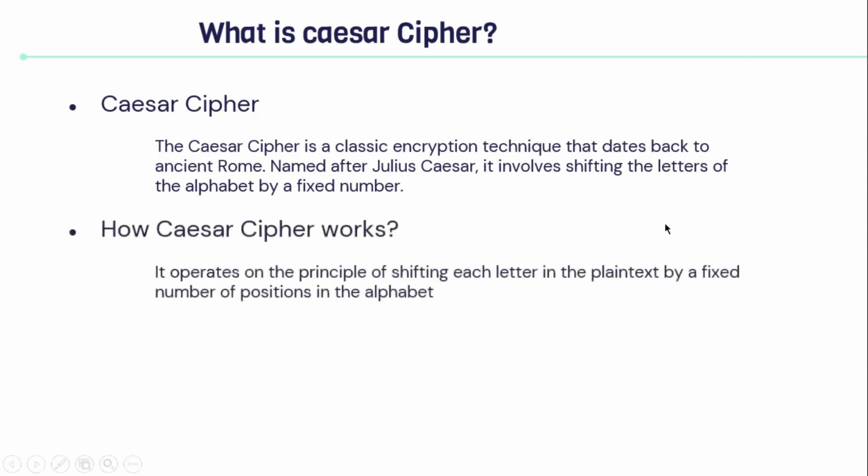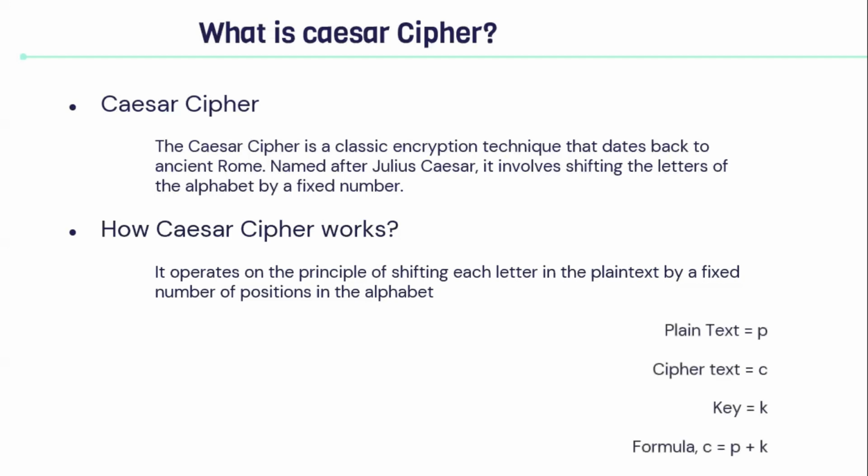So the main principle is that it shifts each letter in the plain text, or the readable text, by a fixed number of positions in the alphabet. It will be easy to understand with some examples. Before jumping into the example, let's see the formula.